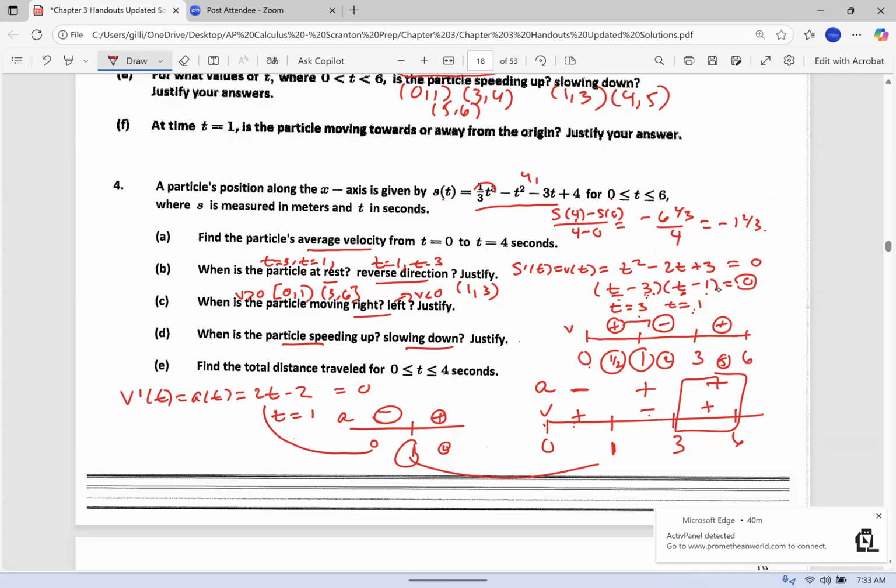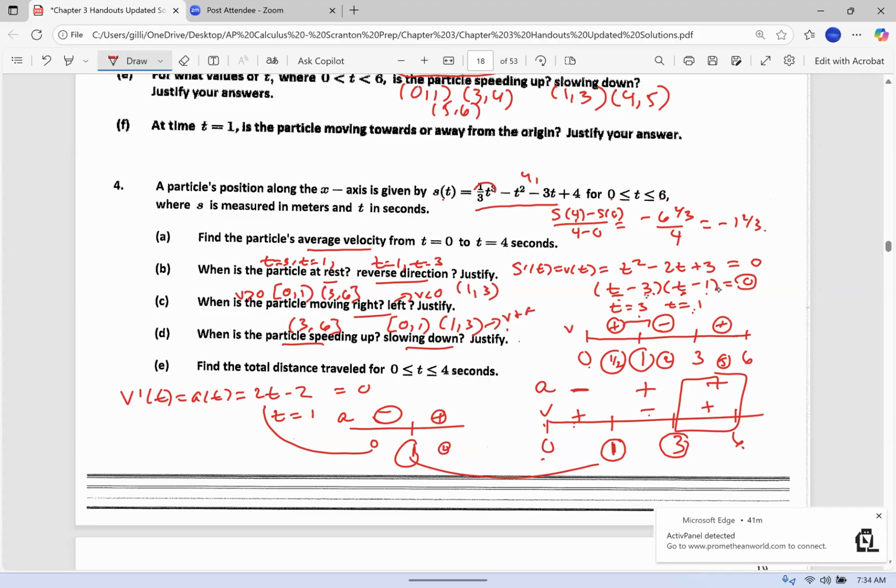So it is speeding up only from 3 to 6 with a bracket at 6, because 6 was not a critical point. And it's slowing down, bracket at 0, parenthesis at 1, and then from 1 to 3, parenthesis. Again, the parentheses will always be at the critical points, because that's where the velocity or acceleration equals 0, and 0 is a neutral sign. 0 and 6 were not critical points, so therefore we can include them because the functions did take on those signs.